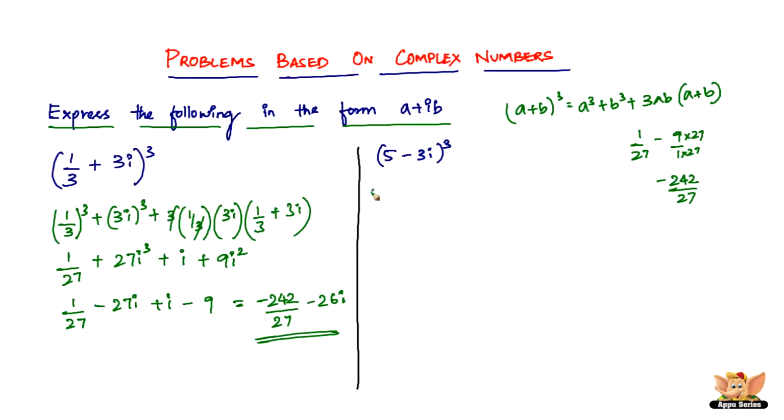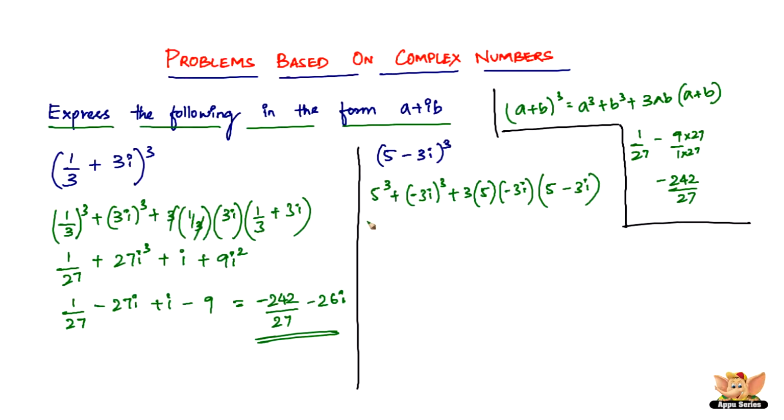So we have 5 cube plus minus 3i the whole cube plus 3 times 5 times minus 3i times 5 minus 3i. That's all you have to do. Just substitute the negative sign as well in the place of b. So yeah, now let's continue solving. 5 cube is 125. 3 cube is 27. Negative cube is also negative, so minus 27i cube. And plus into minus is minus. 3 times 5 is 15, 15 times 3 is 45 times i times 5 minus 3i.